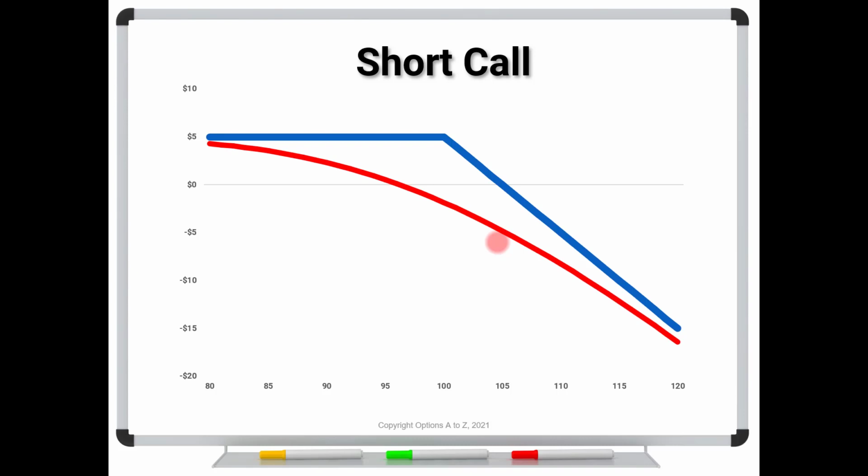But what type of Vega do we have? Well, we're short an option. If we just said we don't want it to move, we don't want volatility to increase. That's going to be bad for us. We really want things to sit still.